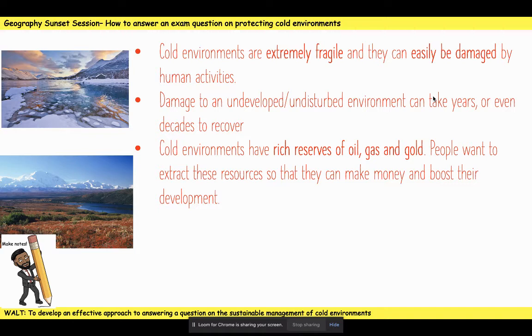Cold environments have rich reserves of oil and gas and gold, though, and people want to extract those resources so they can make money and boost their economic development. So there's this kind of seesaw between, do we exploit the economic opportunities, do we look after the environment, and we are trying to look after and balance both.